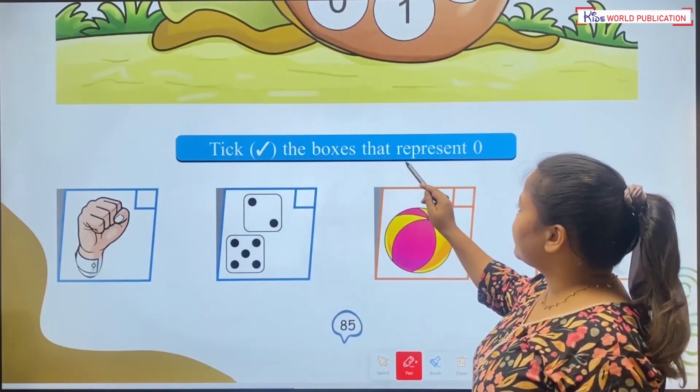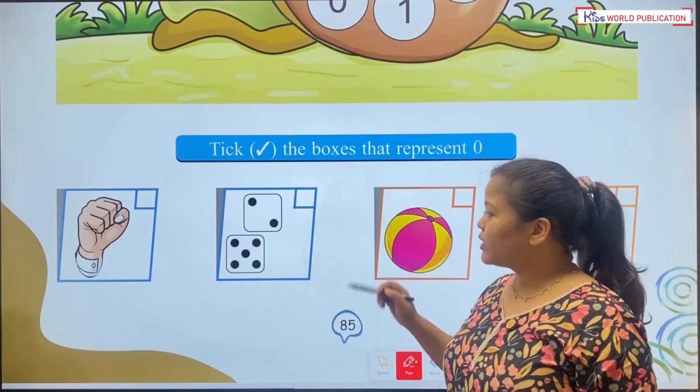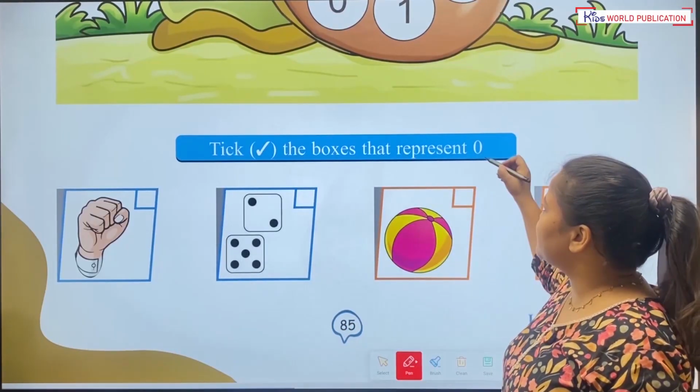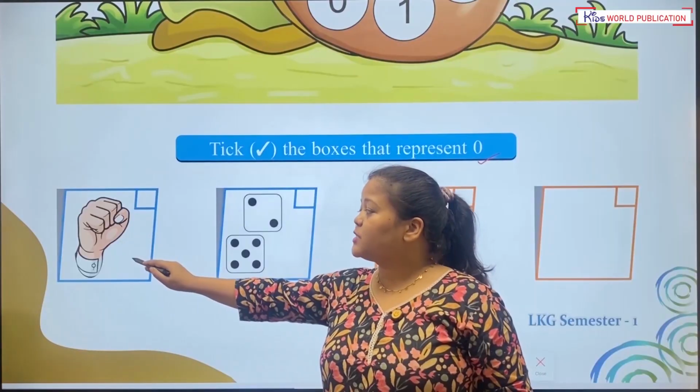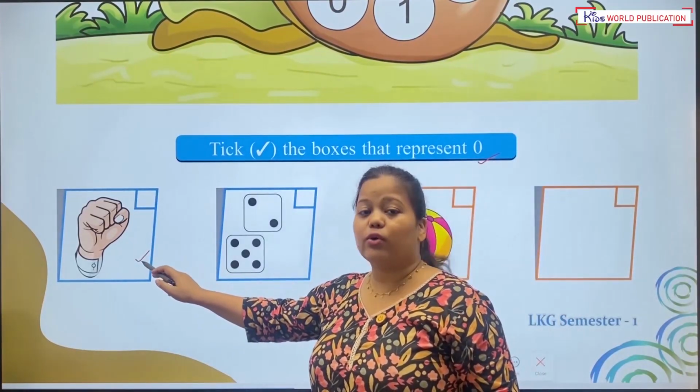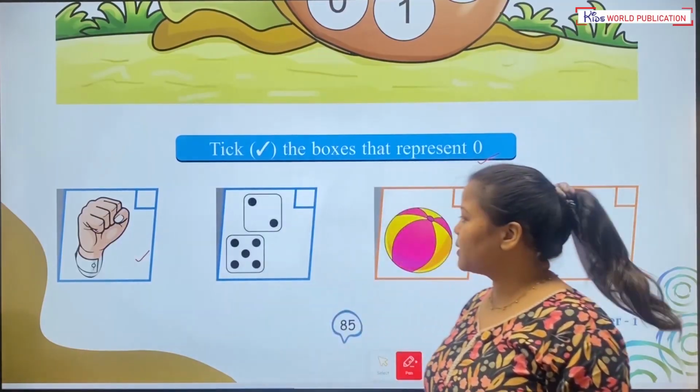Tick the boxes that represent 0. So kids, in this activity, you will tick the box which represents number 0. This box shows one fist. So this does not represent 0. So we will not tick the box.